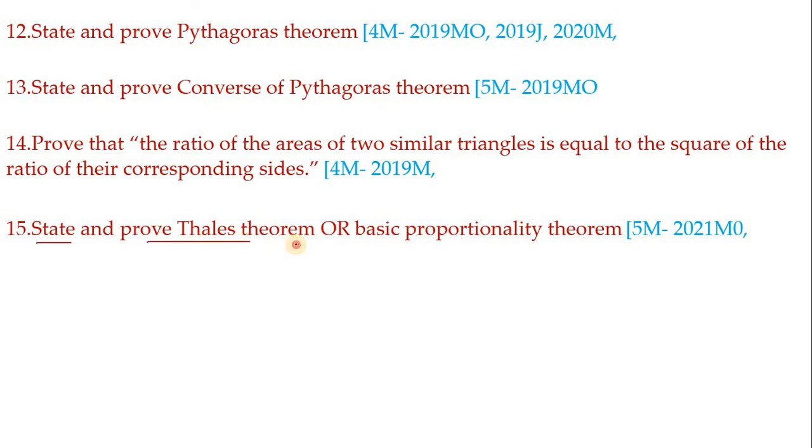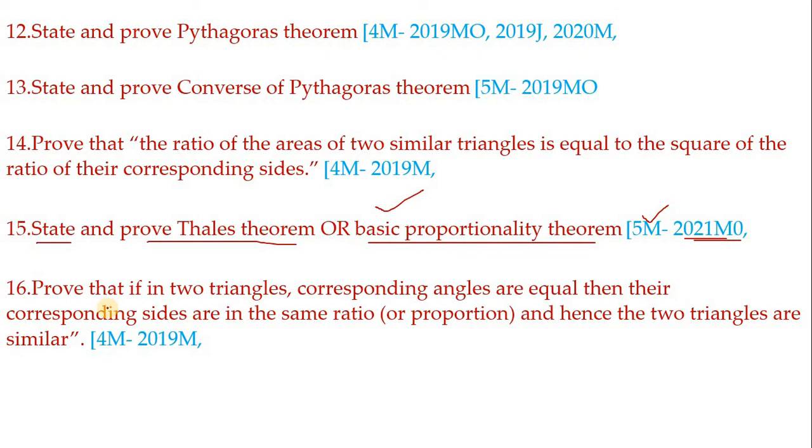Next the theorem: state and prove Thales theorem or basic proportionality theorem. This is 5 marks as in the 2020 model question paper. This theorem is very important for you this year, and they may ask by giving the statement also. Prove that if a line is drawn parallel to one side of a triangle to intersect the other two sides at two distinct points, then those two sides are divided in the same ratio. Leaving that, the statement also they may ask.